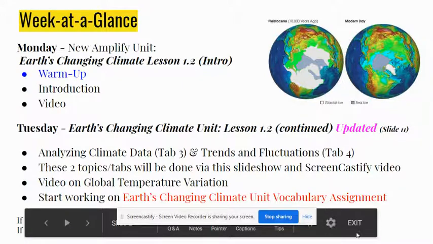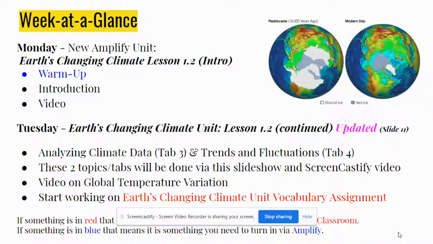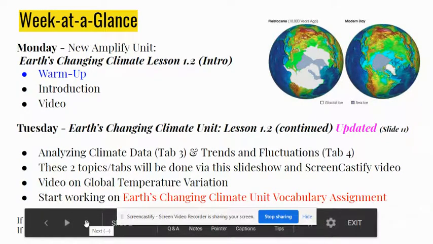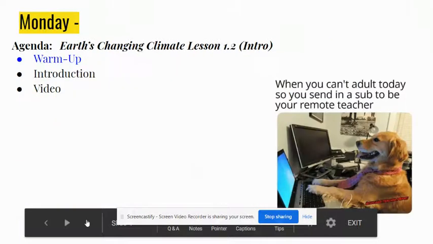And if you look on the bottom of the screen, I do have some notes there: if something is in blue, it means that you are turning it in via Amplify. And if something is in red, that means that you're going to turn it in on Google Classroom. So I'm going to go to slide 11.